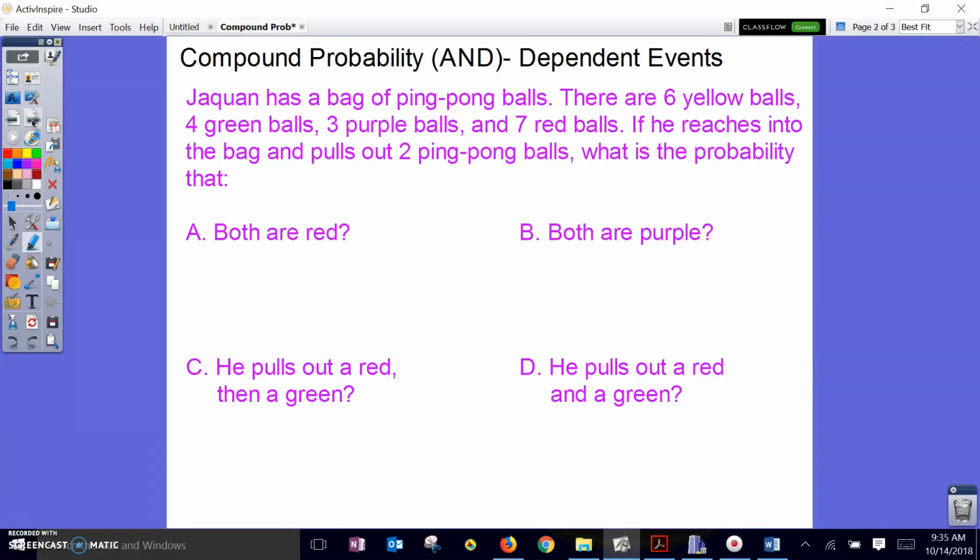Now, first off, realize that when he pulls out 2 ping pong balls, what's really happening is he's pulling one out and keeping it, and then pulling another one out. That's what it's really equivalent to, pulling 2 ping pong balls out of this bag: like pulling one out, keeping it, and then pulling a second one out. So the first thing I'm going to do to calculate these probabilities is see how many total ping pong balls there are in the bag. There are 20 ping pong balls in the bag to start with.